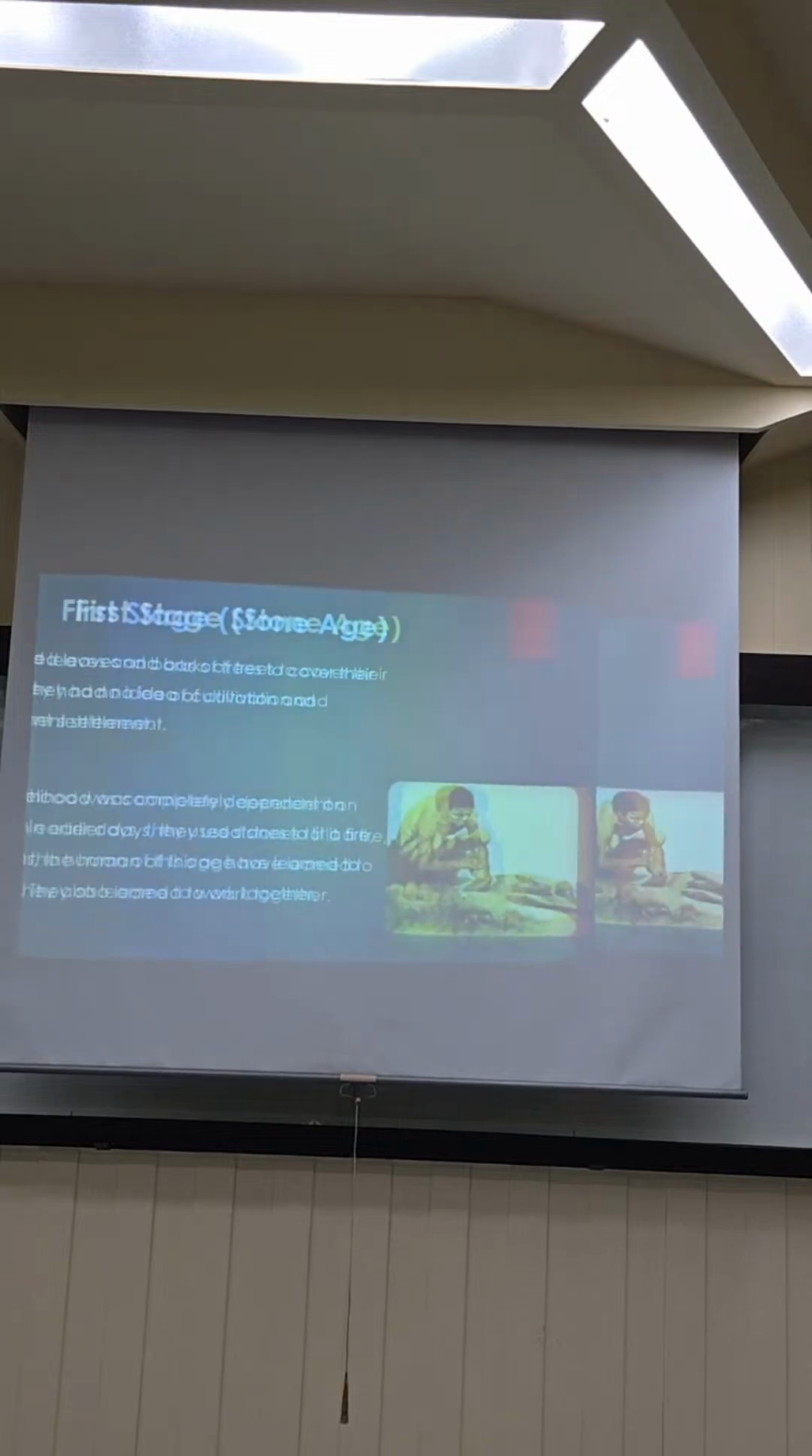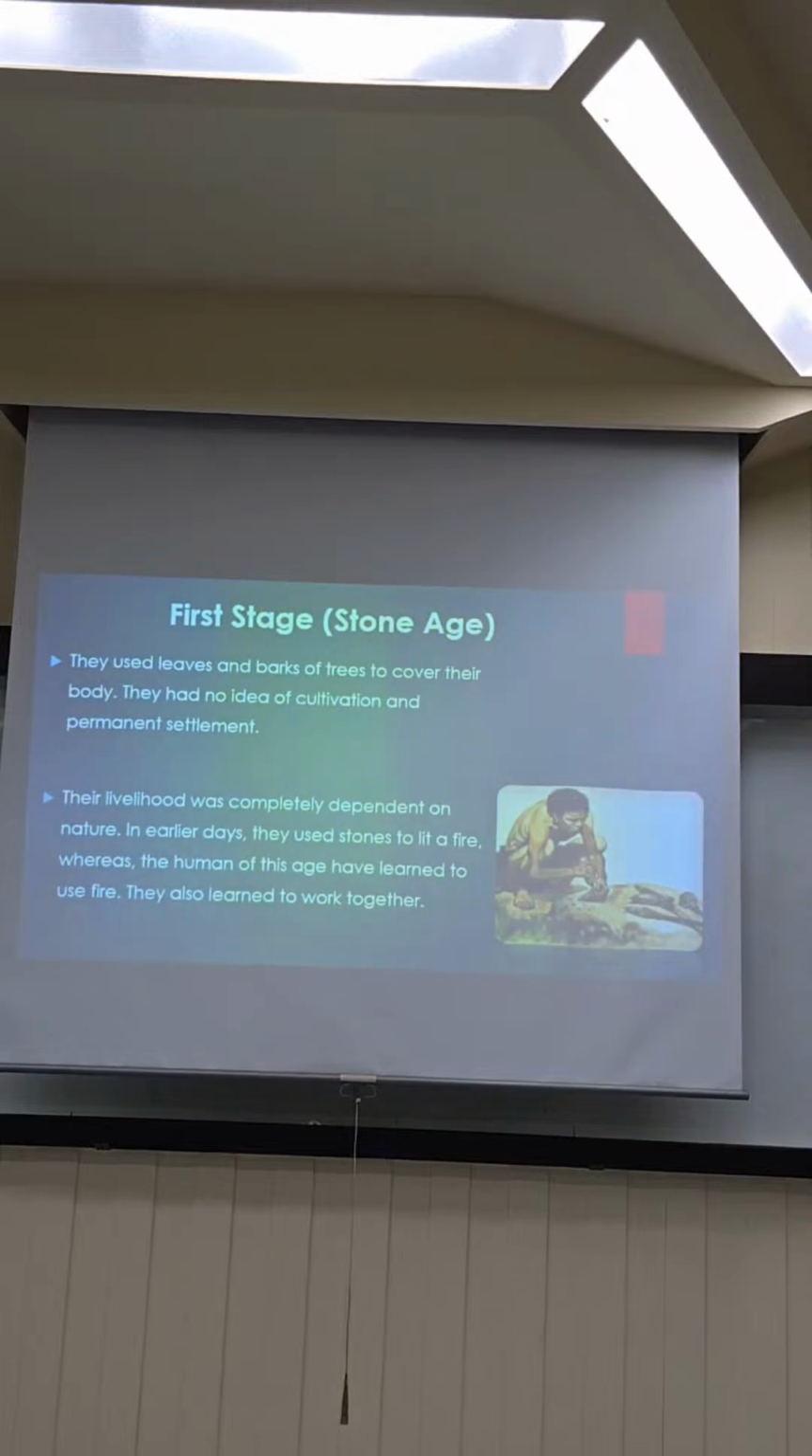So first stage, they used leaves and barks of trees to cover their body. They had no idea of cultivation and permanent settlement. Their livelihood was completely dependent on nature. In earlier days, they used stones to light a fire, whereas the humans of this age have learned to use fire. They also learned to work together. This is a starting stage.